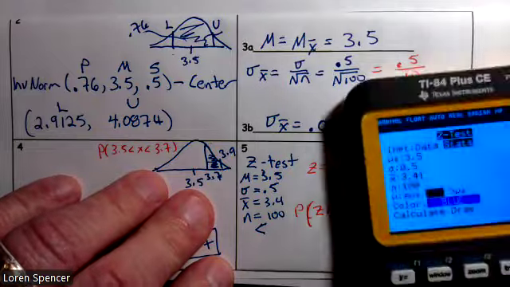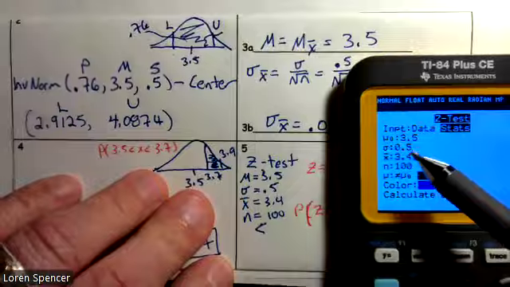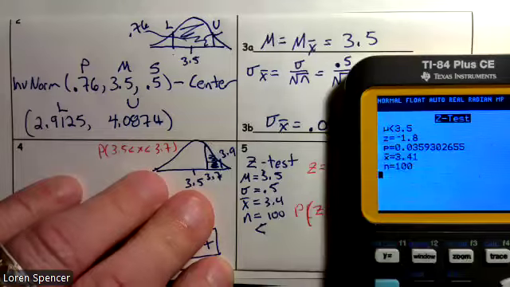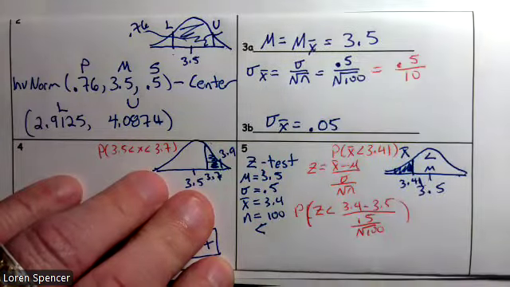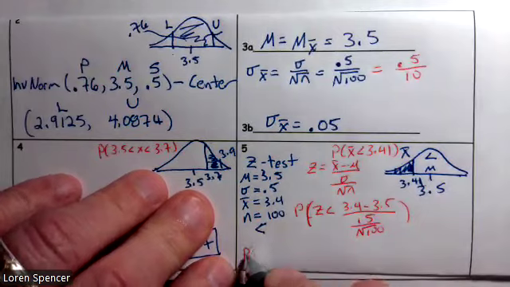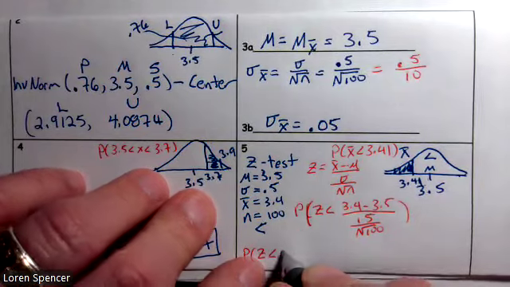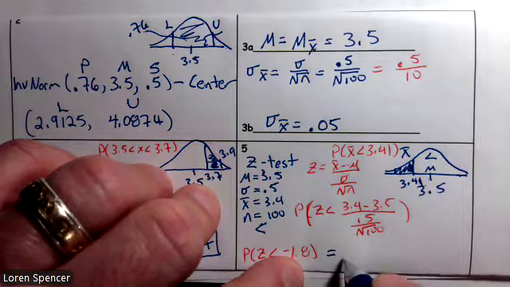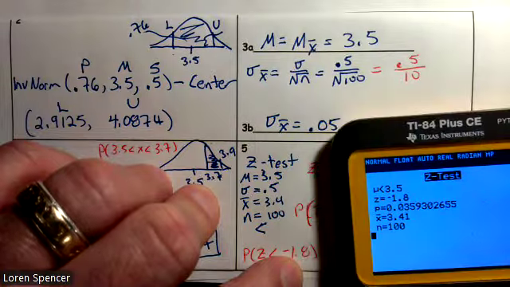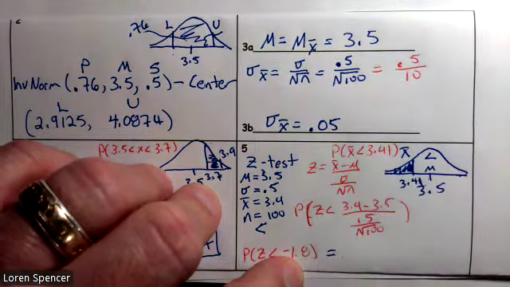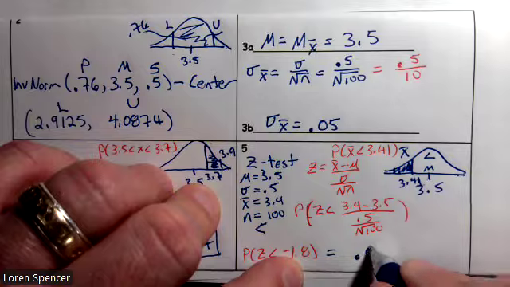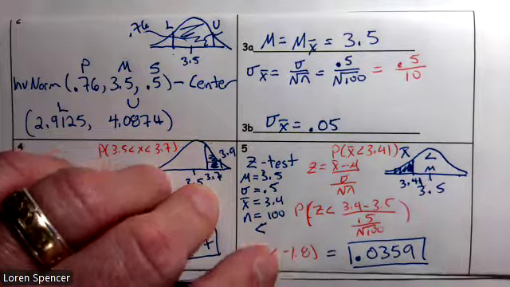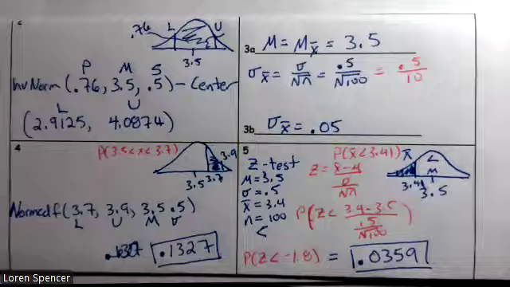So let's go ahead and run this thing. I already have the information in the calculator. There's the 3.5, the 0.5, the 3.41, the 100, and the less than. And we end up getting the probability that Z is less than negative 1.8. And we need our answer. And of course, our answer is going to have to be in blue and in a box. So 0.0359. Please remember, anything in blue has to be written on your test. Everything else is optional.